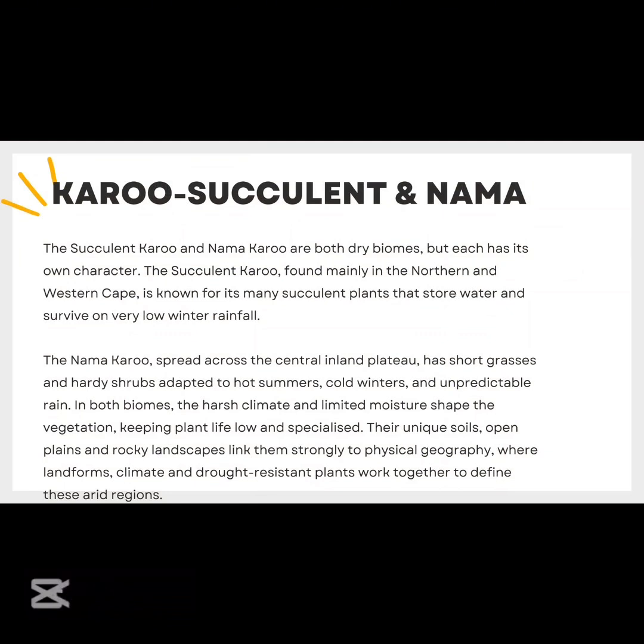In both biomes, the harsh climate and limited moisture shape the vegetation that grows there, keeping plant life low and specialized specifically to the Karoo. Their unique soils, open plains, and rocky landscapes link them strongly to the physical geography of South Africa, where landforms, climate, and drought-resistant plants work together to define these arid regions.